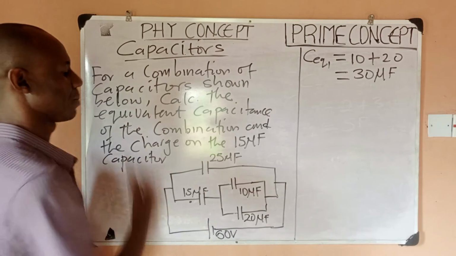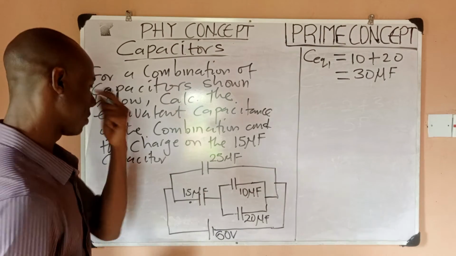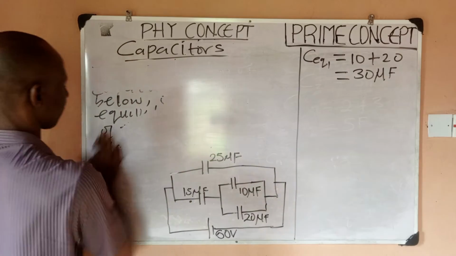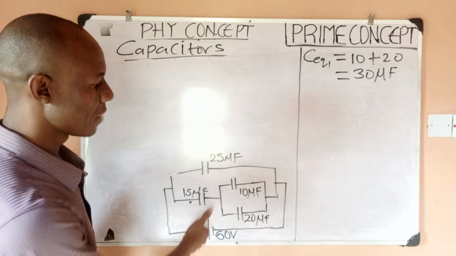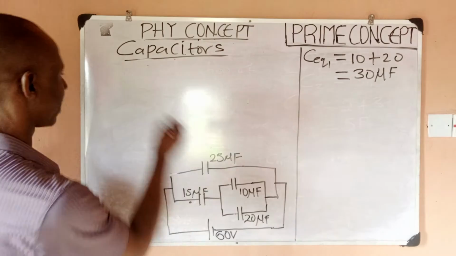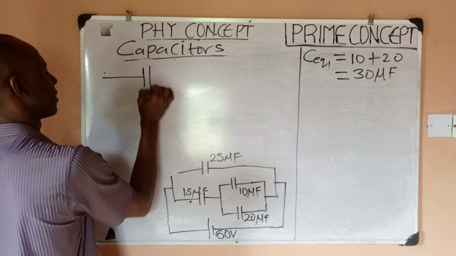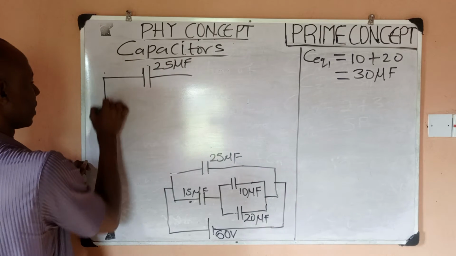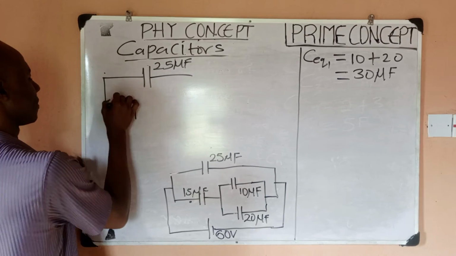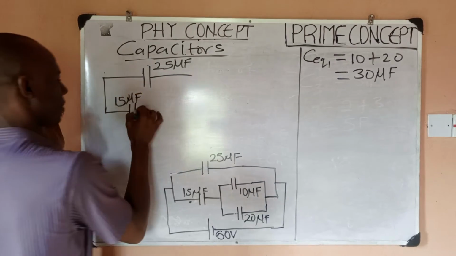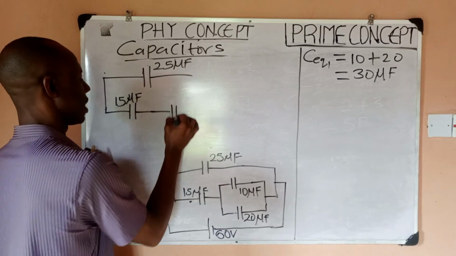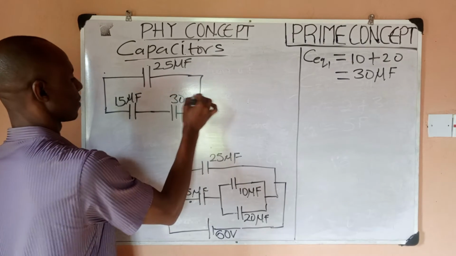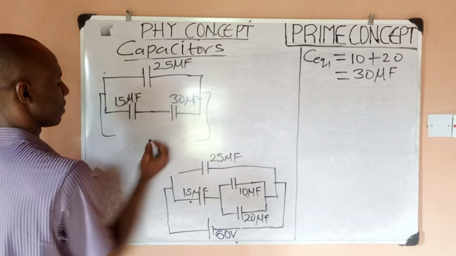Now, I think I would rub this part since you have the question already, so that we can retain our circuit. If I do this, I'm going to redraw this circuit, and it would be something like this. This is our 25 microfarad. Then this is my 15. Then these two have become 1, which I'll draw like this. So these two become 30, then connected to my potential difference.